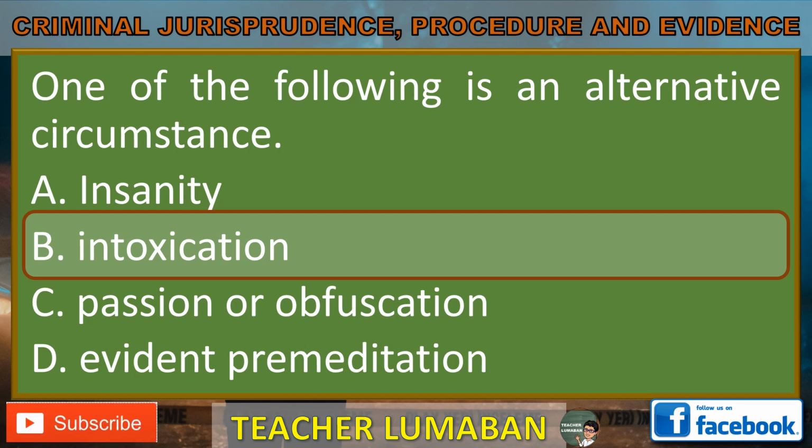The other answers are not alternative circumstances. Insanity is a complete defense to a crime, meaning that the offender is not held criminally responsible for their actions. Passion or obfuscation is a mitigating circumstance, meaning that it can reduce the offender's culpability. Evident premeditation is an aggravating circumstance, meaning that it can increase the offender's culpability.